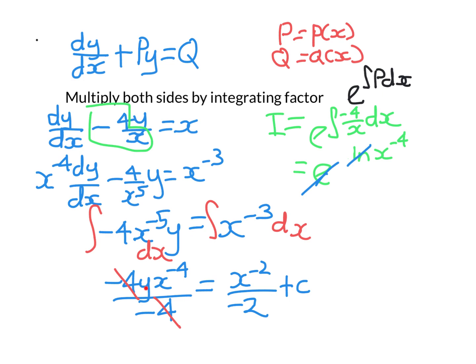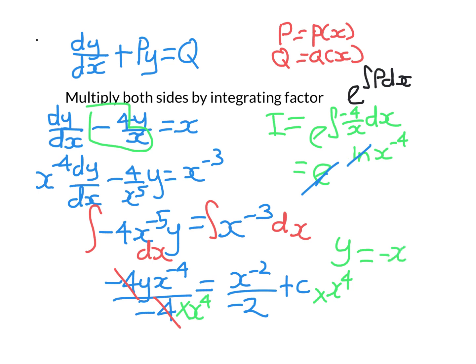So now I just want to get y by itself, so that y is a function of x. So I'm simply going to multiply both sides of the equation by x to the power of positive 4. So in doing that, I get y on the left-hand side, and on the right-hand side, x to the power of negative 2 times x to the power of 4 is just x squared.